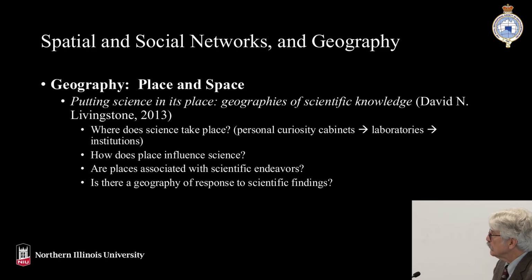And how does place influence science? Over time we begin to see laboratories, especially in the late 19th century: laboratory science, natural philosophy, and institutions. And like today, universities all over the world are known for certain things that they do in science. Those are places. How does place influence science? And are places associated with scientific endeavors? I read one thing like the Copenhagen School in physics is known for, I've never taken physics, so it's known for something about physics.